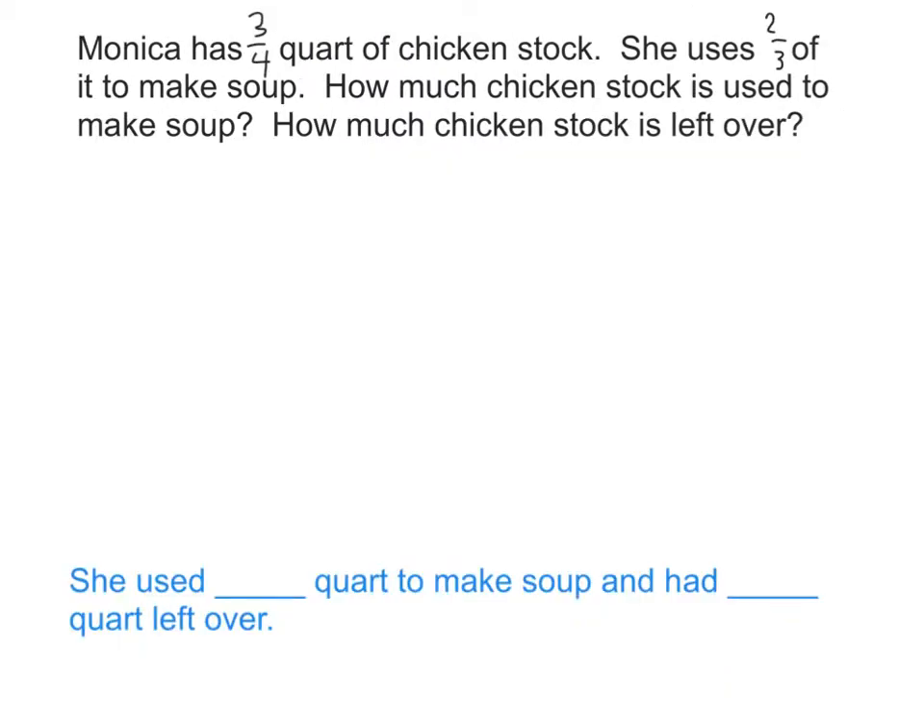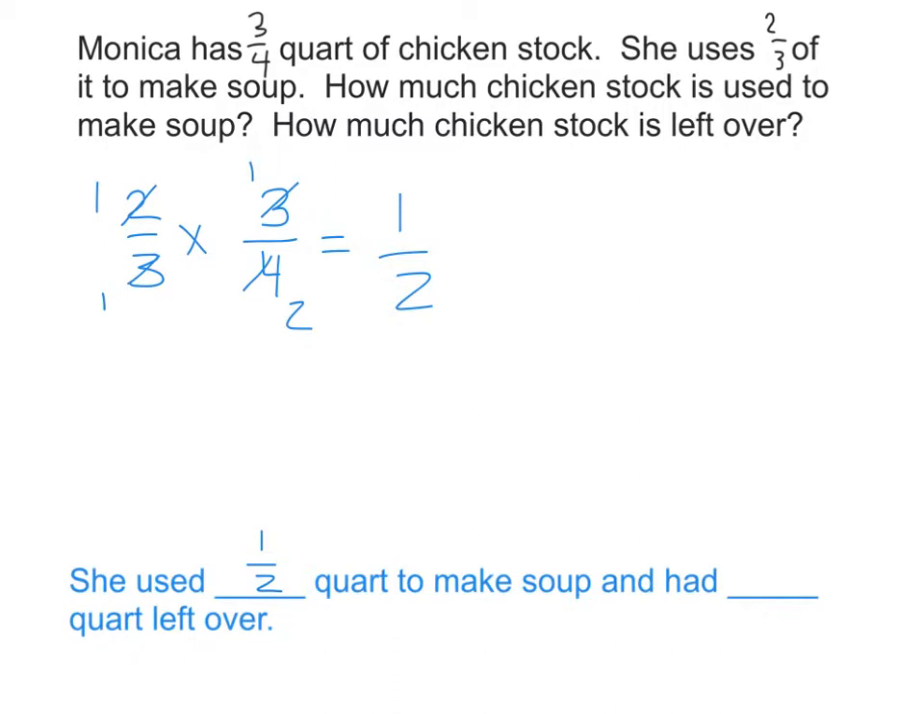We're going to use a second method to do the first problem we did. If she had 3/4 of a quart of chicken stock and she used 2/3 of it to make soup, that means to multiply. I can reduce before I multiply, like we learned, and multiply and get half, which is what we got before. Or I could multiply and then reduce at the end.